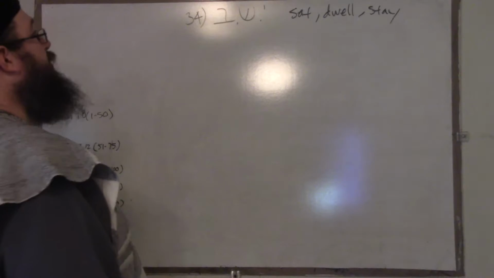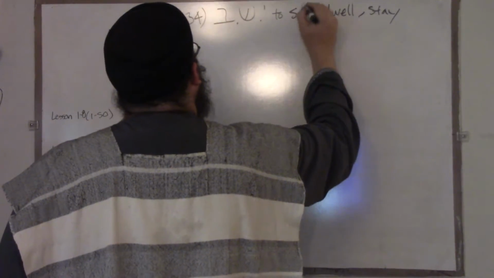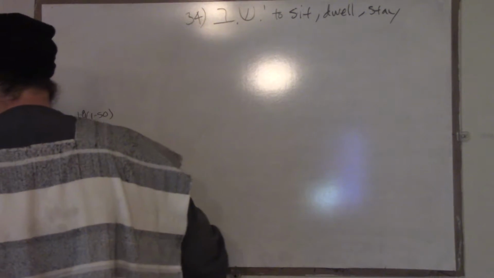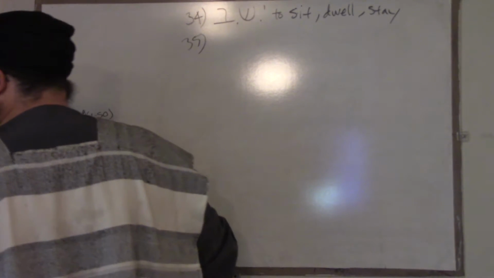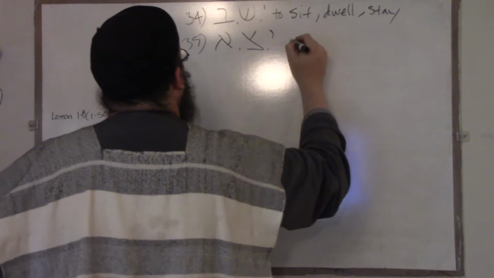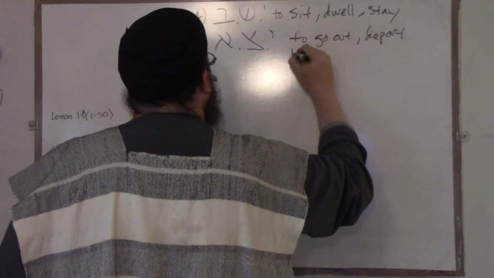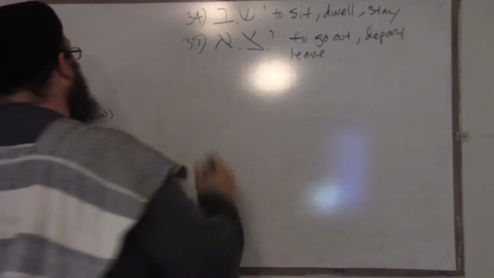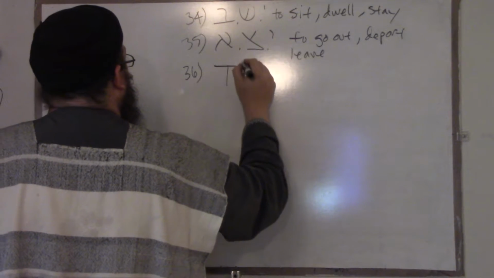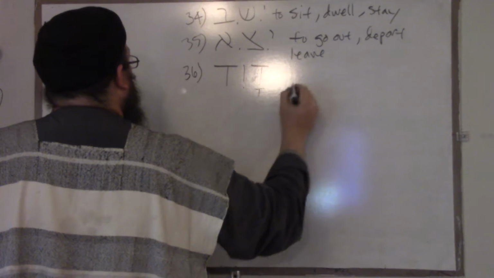So the word yud, shin, bet means to sit, dwell or stay. 35. This is the word I told you about earlier. Yatzah means to go out, depart, leave. 36 is the proper noun David, so we got David.